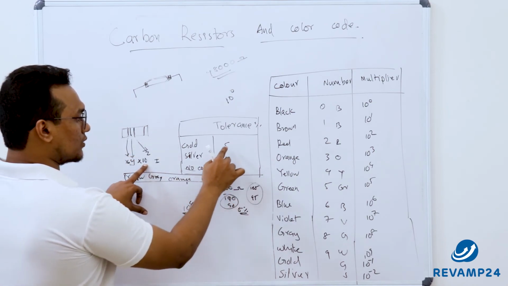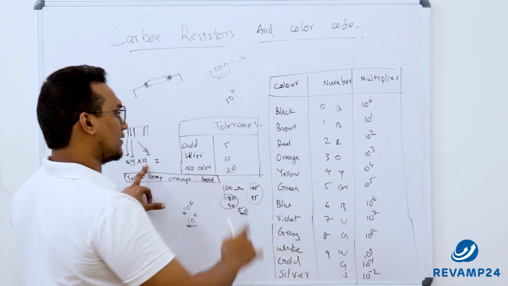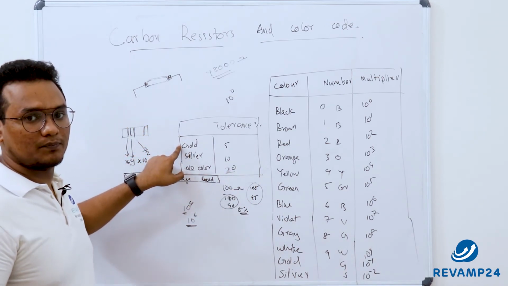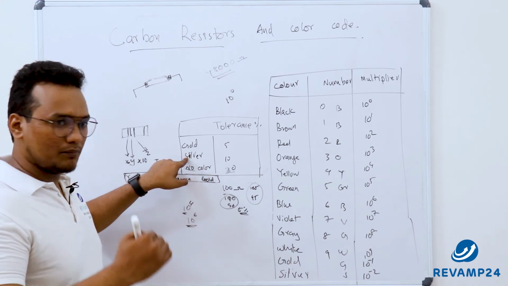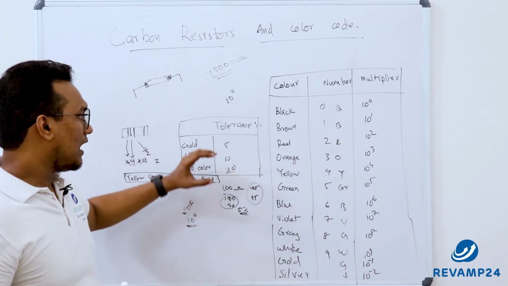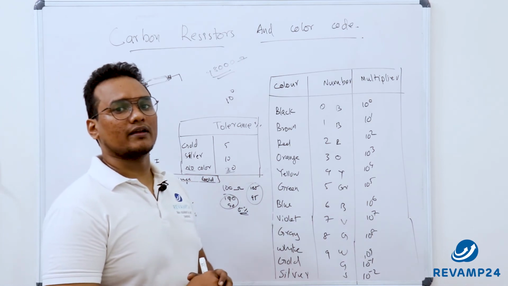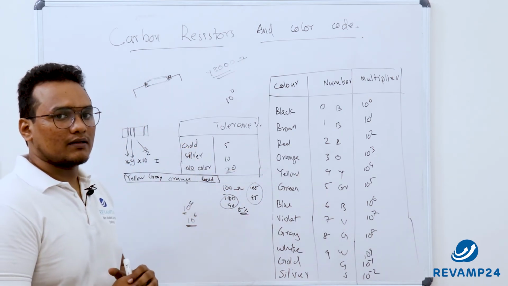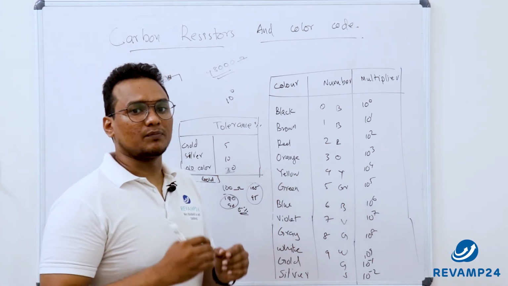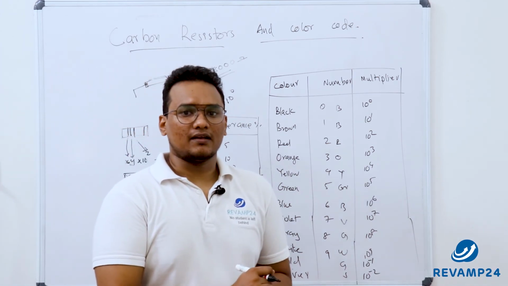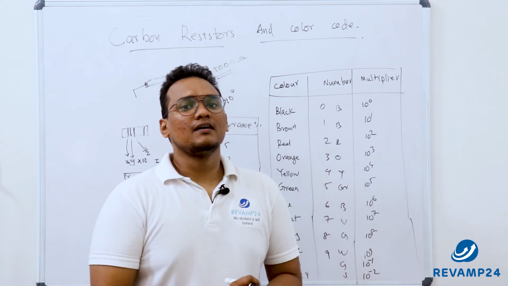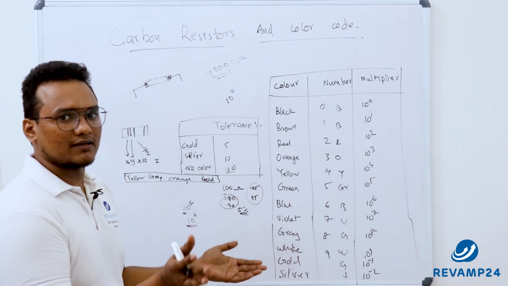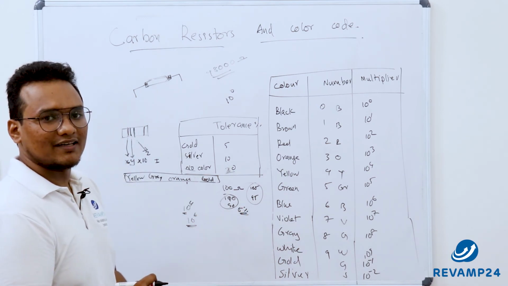Here in this case it is gold. Gold means only 5% tolerance. This can be taken as purity: gold means highest, the purest one, silver in between, and no color is less pure. The higher the impurity, the higher the tolerance. Having a gold colored resistance will be expensive because it is made with precision, and it will have very little tolerance over parameters like temperature and other things. Clear? Thank you.